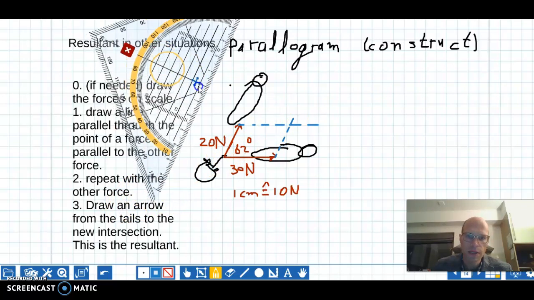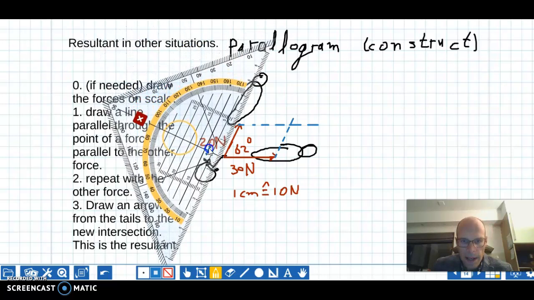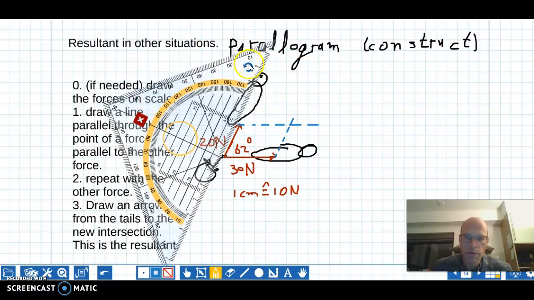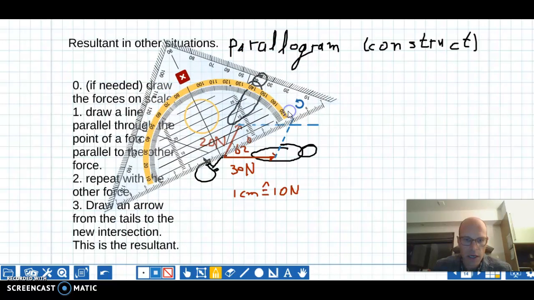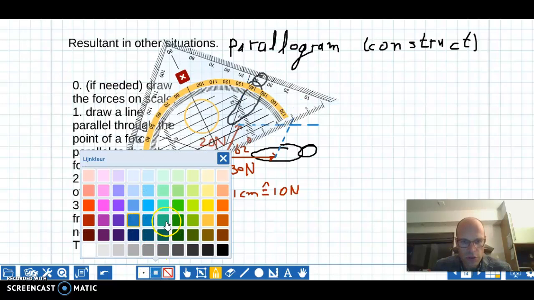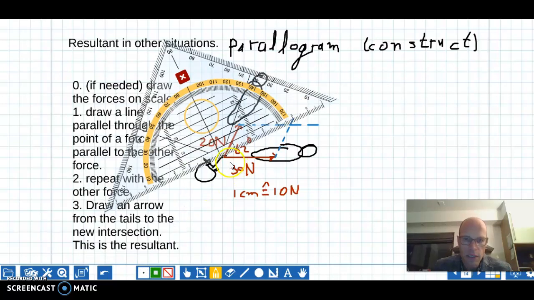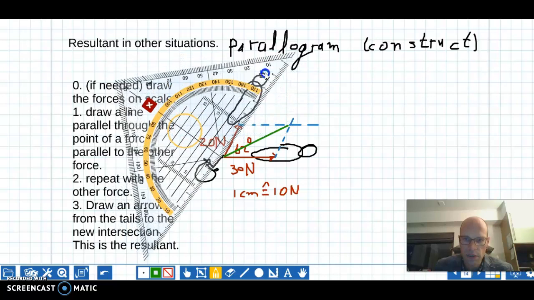So I'm grabbing my geo again, and I need to rotate it, where it is, there it is. And now, just to make it nice, I'm going to use a different color, green, yes, here we are. And this is my resultant, and the resultant is a force, so I need to give it a pointy bit. So this is the resultant. I have just constructed the resultant.